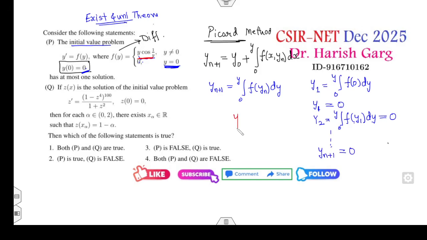That means the only solution existence is 0. Fine. That means only one solution exists. If one solution exists, that means at most one solution existence is the right answer. So that means the third and fourth options are cancelled.